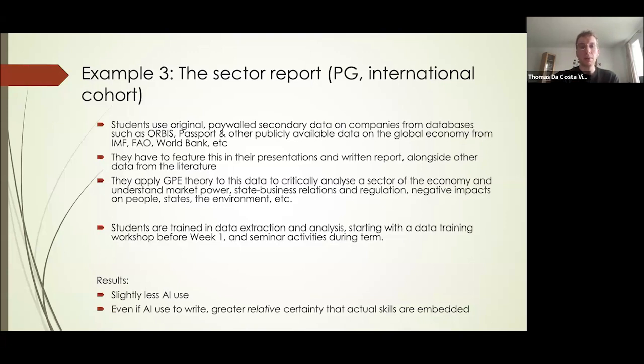But the colleague that created this, Owen Williams, sort of flipped that and made it into a political economy thing. So they use other data from accessible databases like the IMF, the FAO, World Bank, etc. They have to have some of this data in their presentations and in their written sector reports. So they analyze a sector of the economy, like agriculture, and they have to discuss this data and analyze it as political economists, to understand state and capitalism essentially.